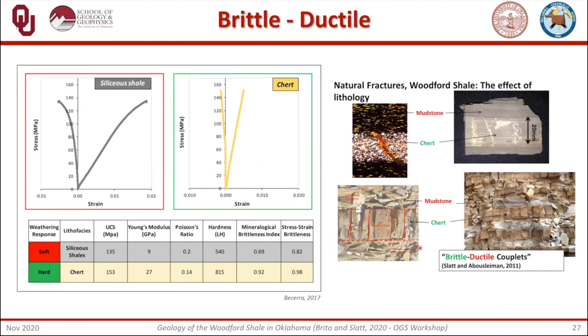Now, in terms of brittleness, we did some tests. Daniela Becerra in 2017 did unconfined compressive analysis for these different facies, particularly from the soft and the hard. You have an example of the Siliceous Shale on the left and the Chert on the right. You can notice how the Siliceous Shale tends to have a more ductile, or less brittle, response compared to the Chert, resulting in a higher Young's modulus for the harder rock and a lower Young's modulus for the softer rock, as well as slightly changing the Poisson ratio.